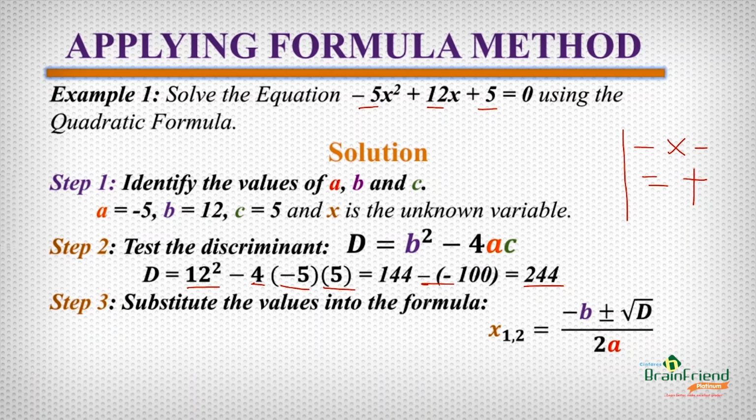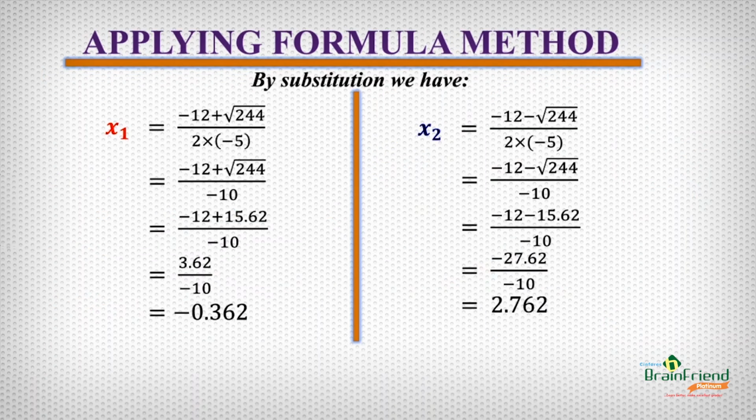Step 3, substitute the values into the formula. x subscript 1, 2 is equal to -b plus or minus the square root of D, divided by 2a. When we substitute the values into the formula, we would have x1 is equal to -12 plus the square root of 244 divided by 2 times -5. And then we'll solve that through, we'll get x1 is equal to -0.362.